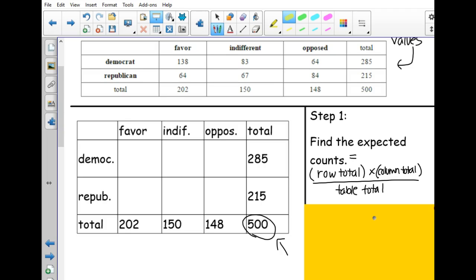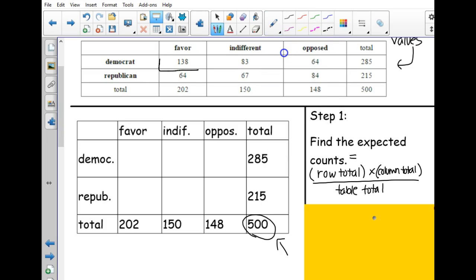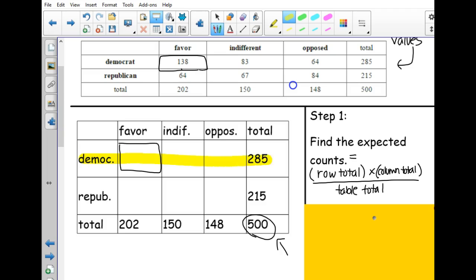All right, are we ready? What I want to do right now is figure out the expected value for Democrats who favor tax reform. So I want to figure out this cell. I know the observed count is 138. To figure out the expected count, I need to take the row total. So the row total is 285 times the column total for that cell, 202, divided by our table total, which I circled right here, 500.